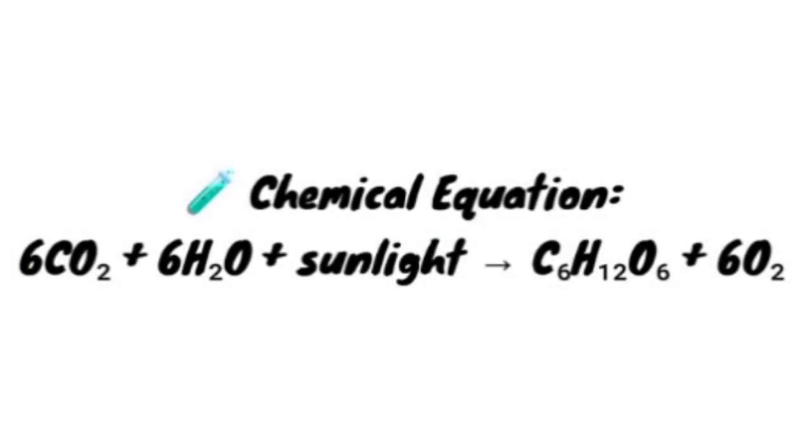And the chemical equation for photosynthesis is: plants combine carbon dioxide and water in the presence of sunlight in the green pigment called chlorophyll. They combine all these things and make glucose and release oxygen. This oxygen is used by all other living things in respiration.